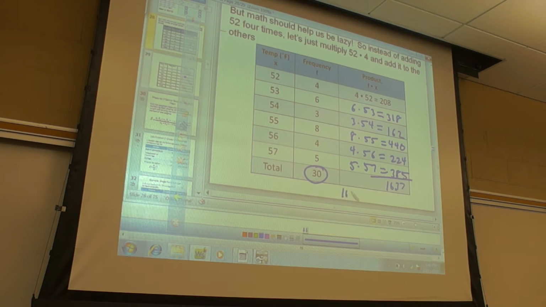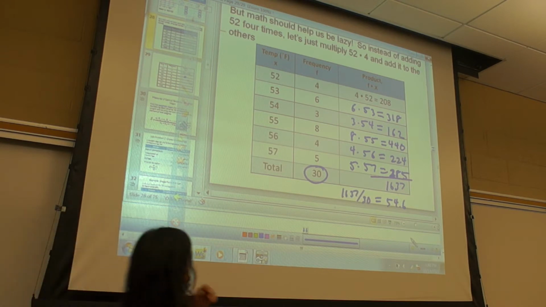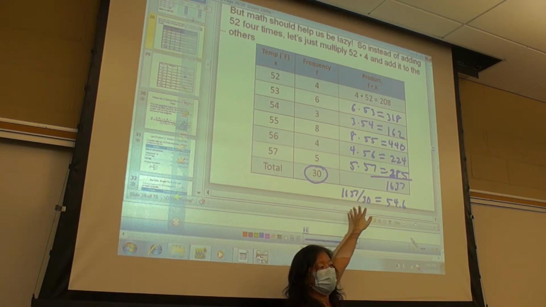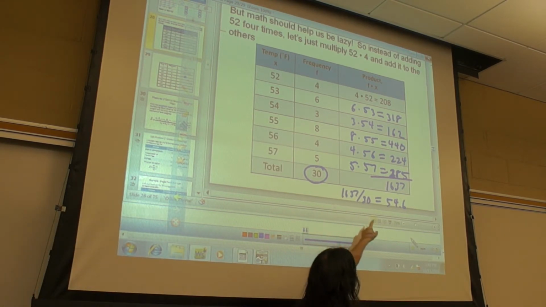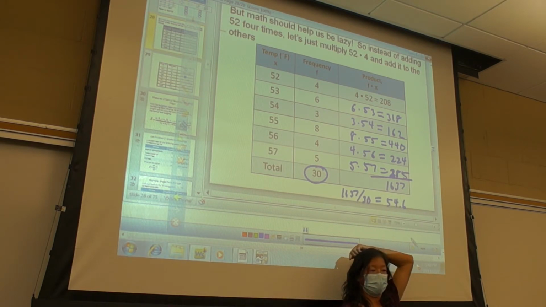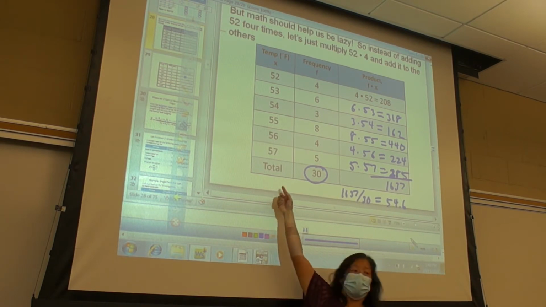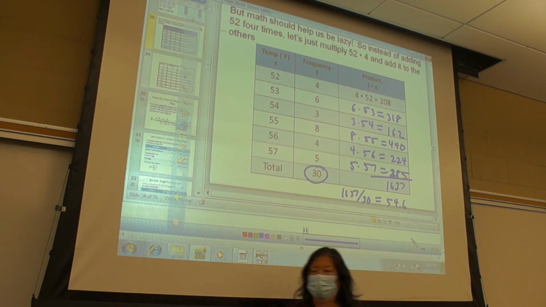Miss Young, I think the last one is 285, right? Oh, I'm sorry. You're right. It is 285. And then what did you guys get for your answer? 54.6. 54.6. Great. Thank you. All right. Good. How many decimal places should I have? One more than my original data is in. Right? Okay.